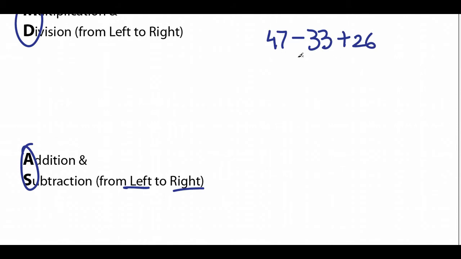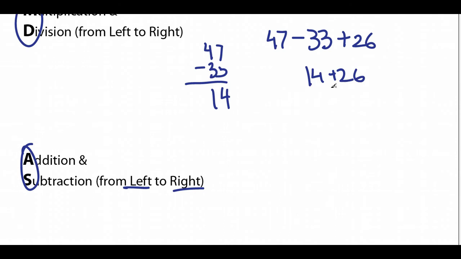Okay, now we come to our final step of addition and subtraction, again from left to right, and we do 47 minus 33. Again, if you need to, do the work off to the side. 7 minus 3 is 4, and 4 minus 3 is 1. So we could say 14 plus 26, and when we add those together, we get 40.